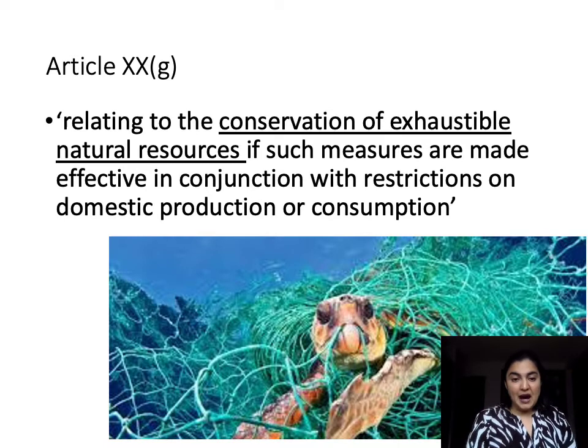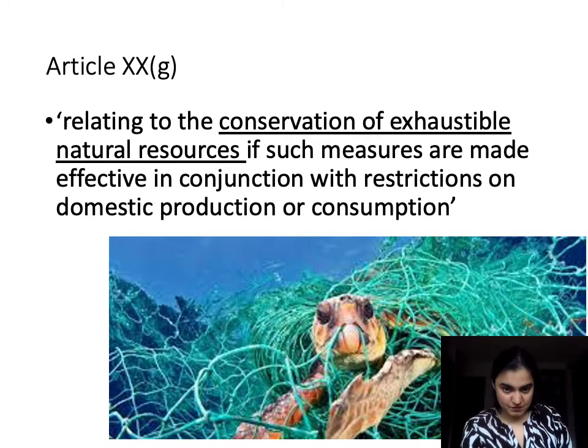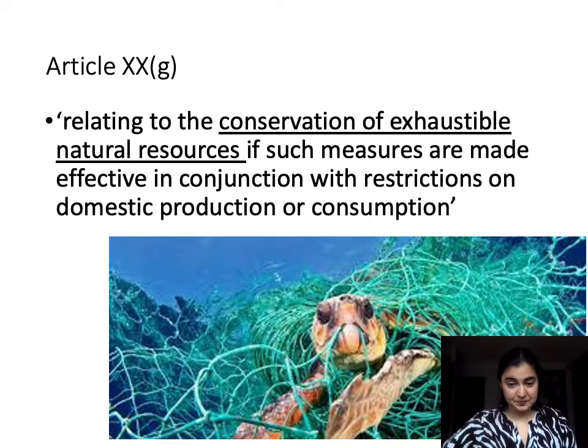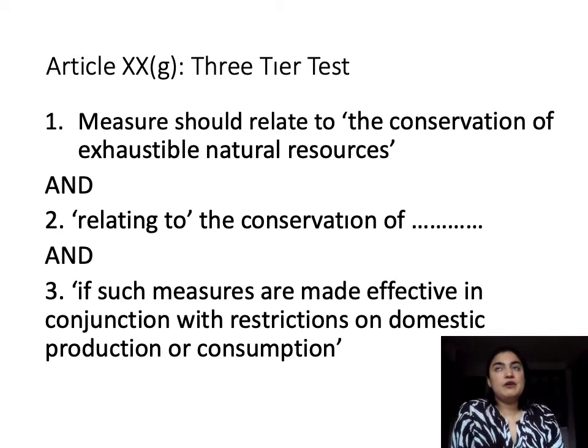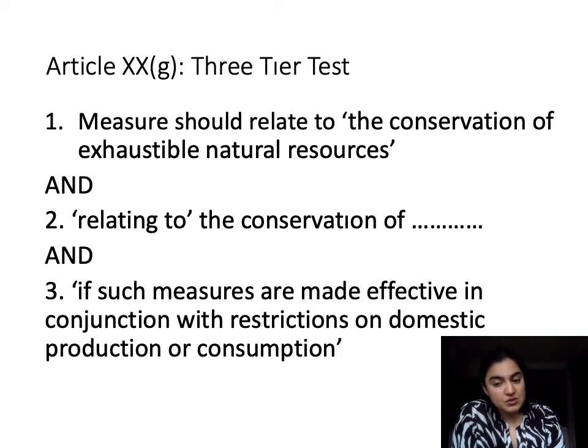Right, so the last and the final exception we will look at in this class is Article 20G. Article 20G reads as follows: relating to the conservation of exhaustible natural resources, if such measures are made effective in conjunction with restrictions on domestic production or consumption. So if these elements are satisfied, then you're allowed to pursue a measure even if it violates your WTO obligations. Here is another exception, Article 20G, that basically focuses on protecting or conserving exhaustible natural resources, right?